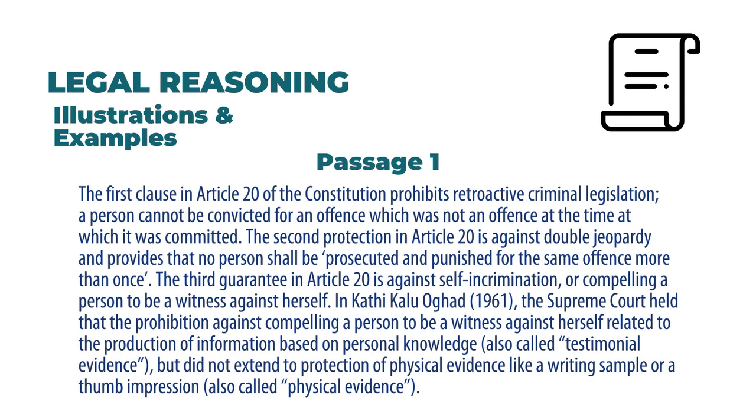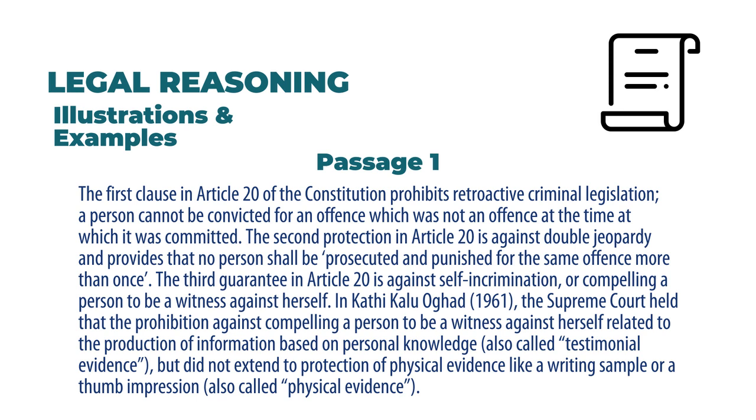The first clause in Article 20 of the Constitution prohibits retroactive criminal legislation. A person cannot be convicted for an offence which was not an offence at the time at which it was committed. The second protection in Article 20 is against double jeopardy and provides that no person shall be prosecuted and punished for the same offence more than once. The third guarantee in Article 20 is against self-incrimination or compelling a person to be a witness against herself.